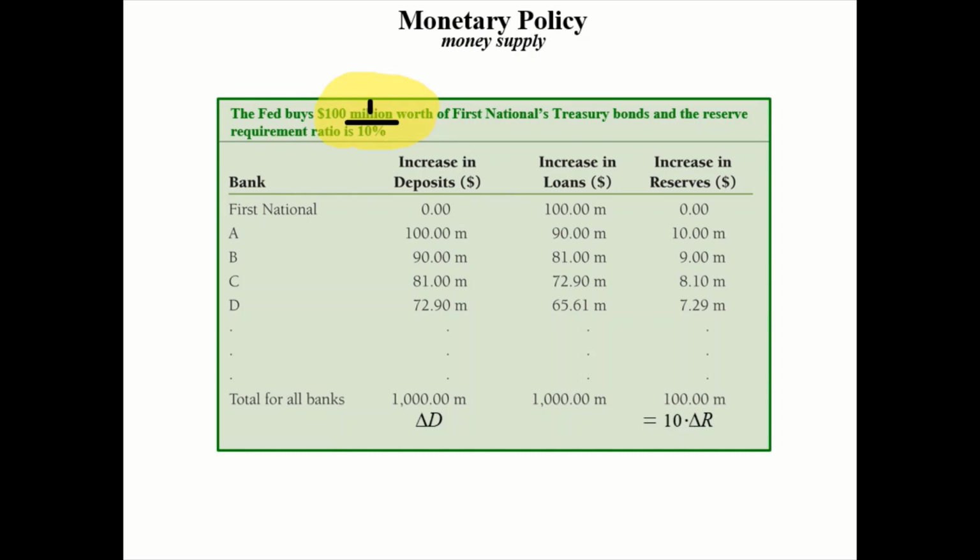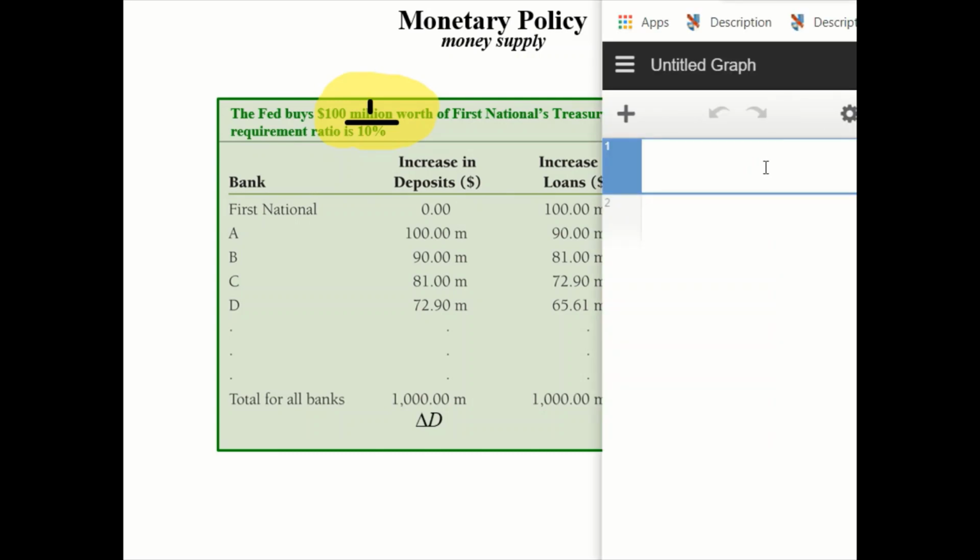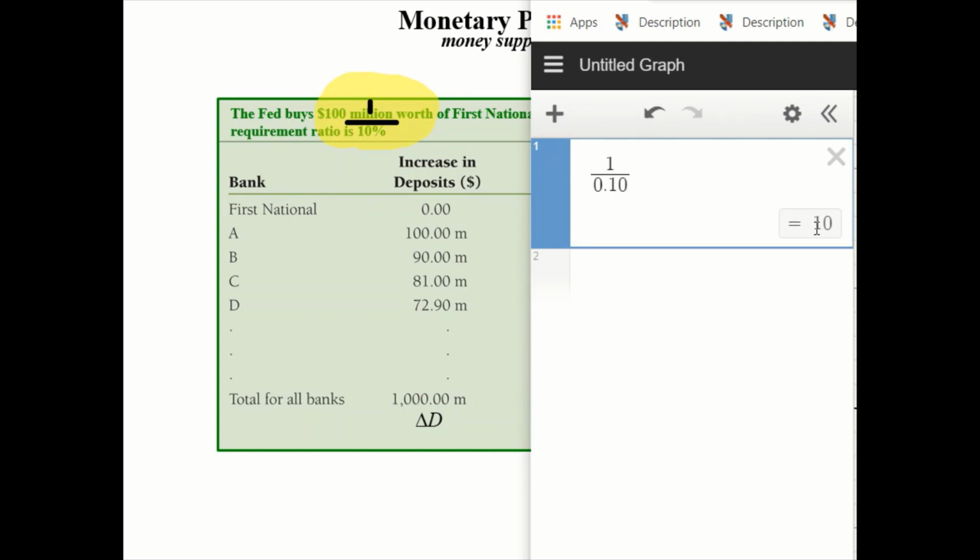If you don't believe me, we can put it into Desmos. 1 divided by 10%, well, 0.10, is 10, right? So 1 divided by 10% is 10. If the reserve requirement was 20%, the multiplier would be 5. If the reserve requirement was 5%, the multiplier would be 20. So you just divide the reserve requirement ratio into 1 to get the multiplier. Okay?